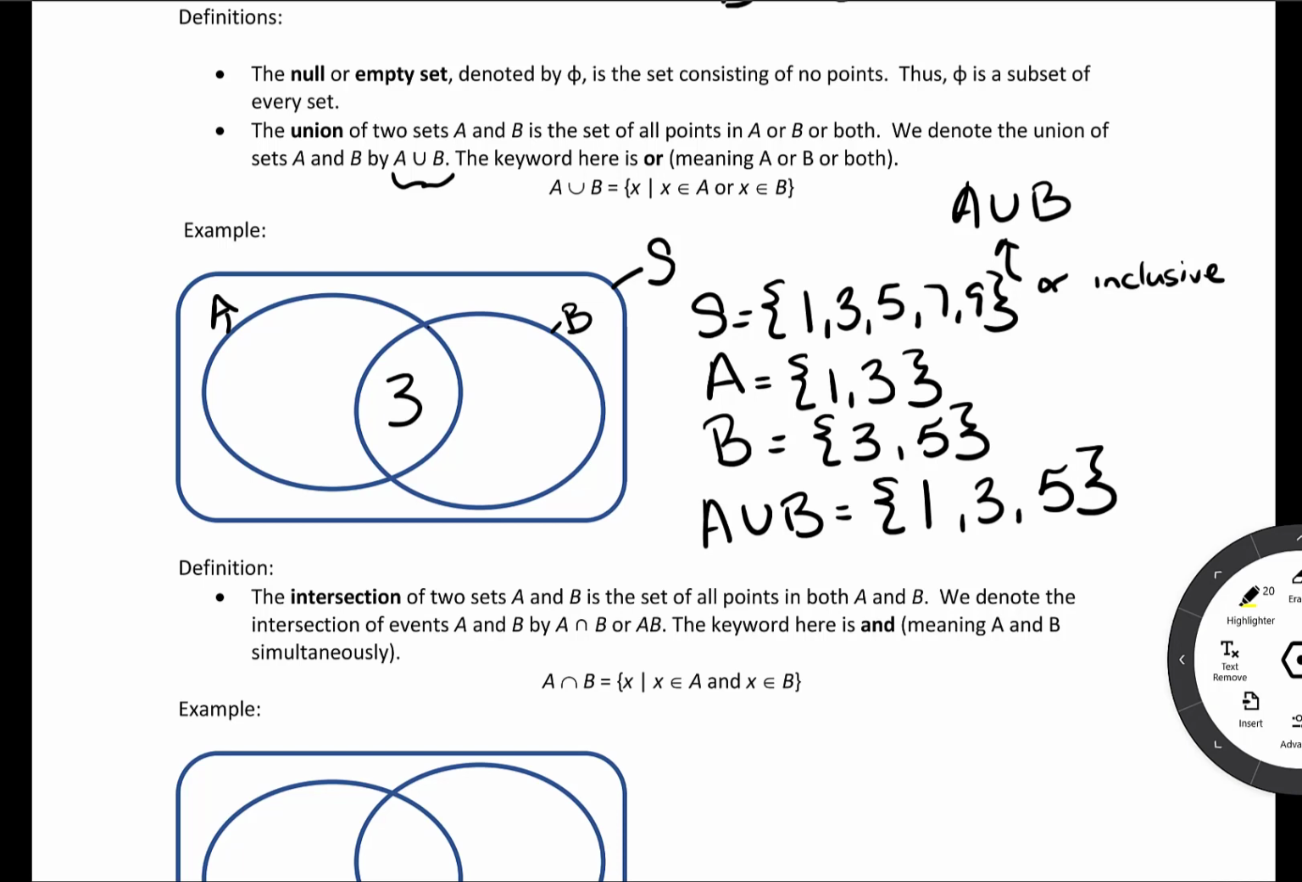We see that 1 is in A, but not in B. And 5 is in B, but not in A. And then finally, we have 2 other elements, 7 and 9, which are not in A or B, so I'm just going to place them somewhere outside of those.